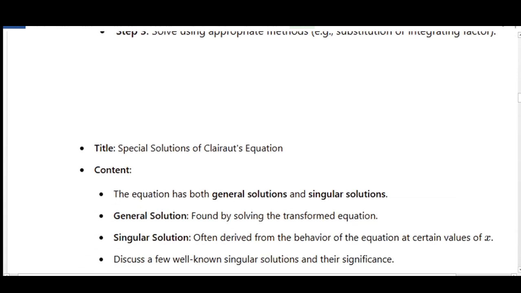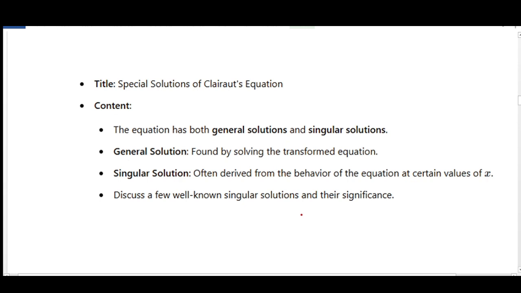Okay. So why do we study Clairaut's equation? Some of you may be asking about differential equations, what is the role of this? So you can see here the special solutions of Clairaut's equation. The equation has both a general solution and a singular solution. So if you see the general solution, it is formed by solving the transformed equation. Just now we have seen we're going to transform the equation and find the general solution.